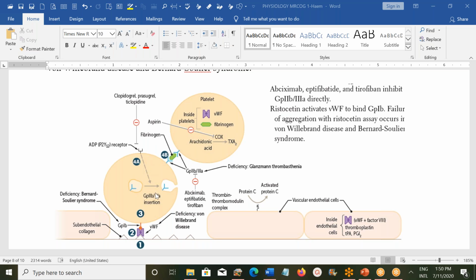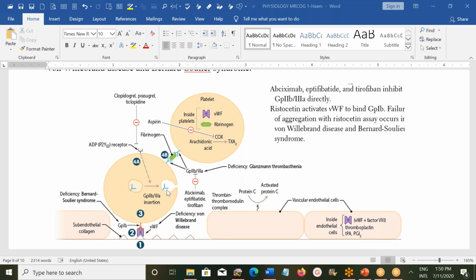Now look at the other points: clopidogrel, ticlopidine, prasugrel. They are going to have a negative effect, as they will decrease the expression of this ADP receptor on the surface. And then what will happen? They will inhibit this induction of the insertion of this glycoprotein 2B3A receptor. So when this receptor is not expressed on the surface, you know that this receptor is not there.